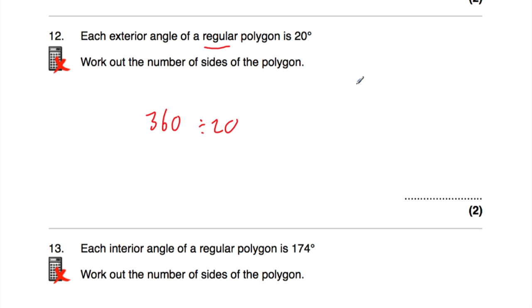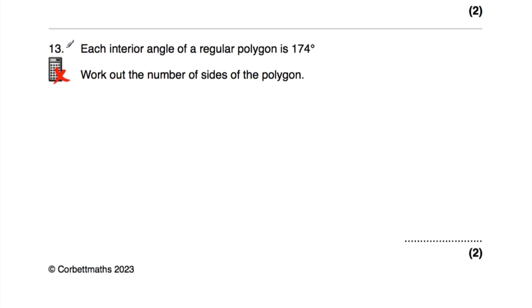And that's a non-calculator question. So 360 divided by 20. 20 goes into 3, we'll add 0, remainder 3. How many 20s go into 36? That's 1, remainder 16. And how many 20s go into 160? That'll be 8. So that means that there's 18 exterior angles, each of them 20 degrees. And if there's 18 exterior angles, there's 18 sides. So how many sides does the polygon have? 18. And that's it.